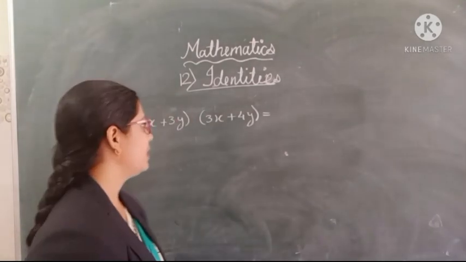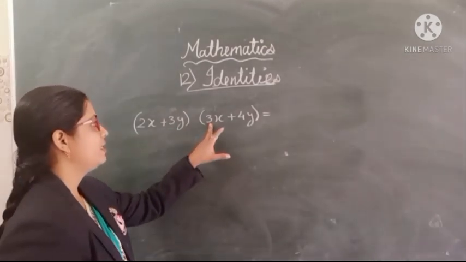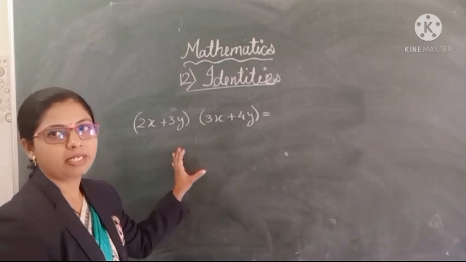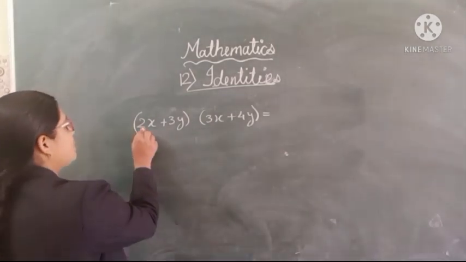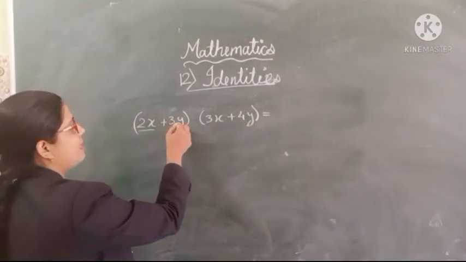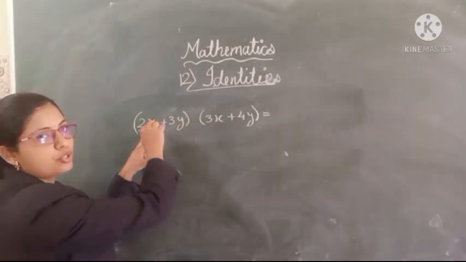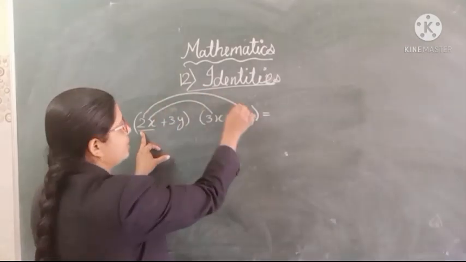So the first one is 2x plus 3y multiplied by 3x plus 4y. These two binomials are getting multiplied here. So how to multiply this? Let us see. First 2x will be multiplied to both these terms and then 3y will be multiplied to these two terms. So now let us see with 2x. Now we will multiply this 2x with both the terms.